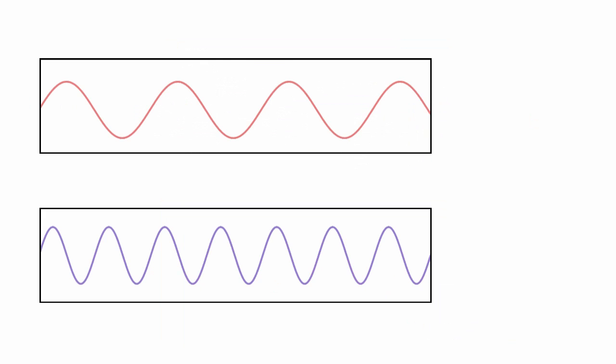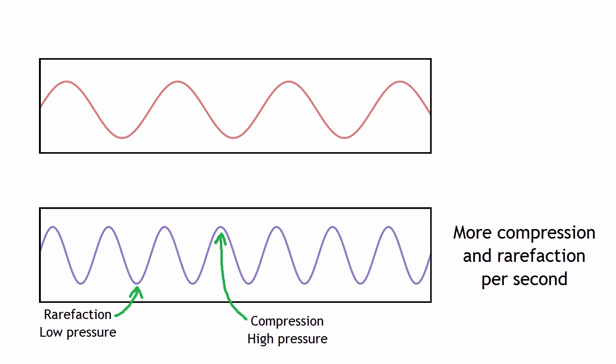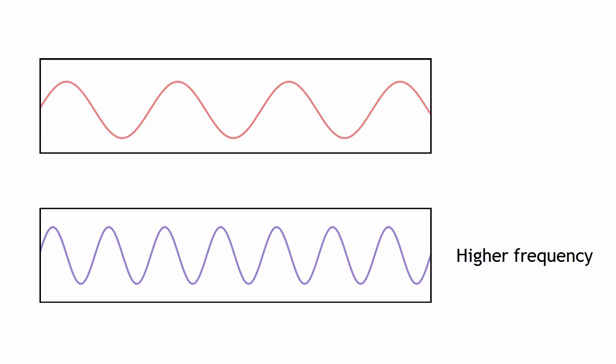Now, a more compressed pressure time graph, like the one you see at the bottom here, shows that there are more compression and rarefaction happening per second, which means that this graph will represent a higher frequency sound. But let's go back to music.